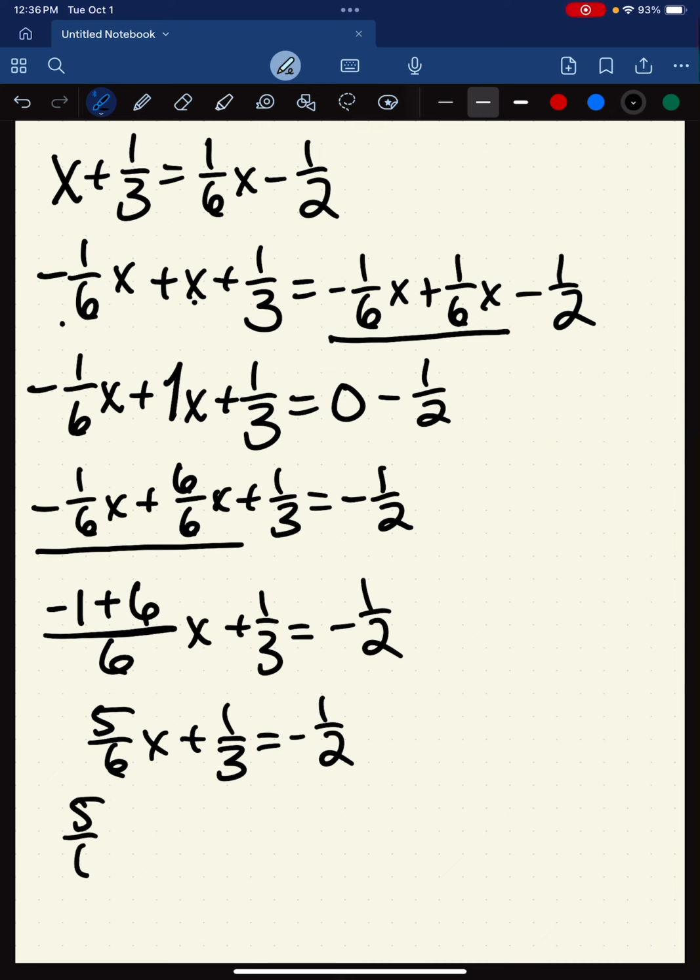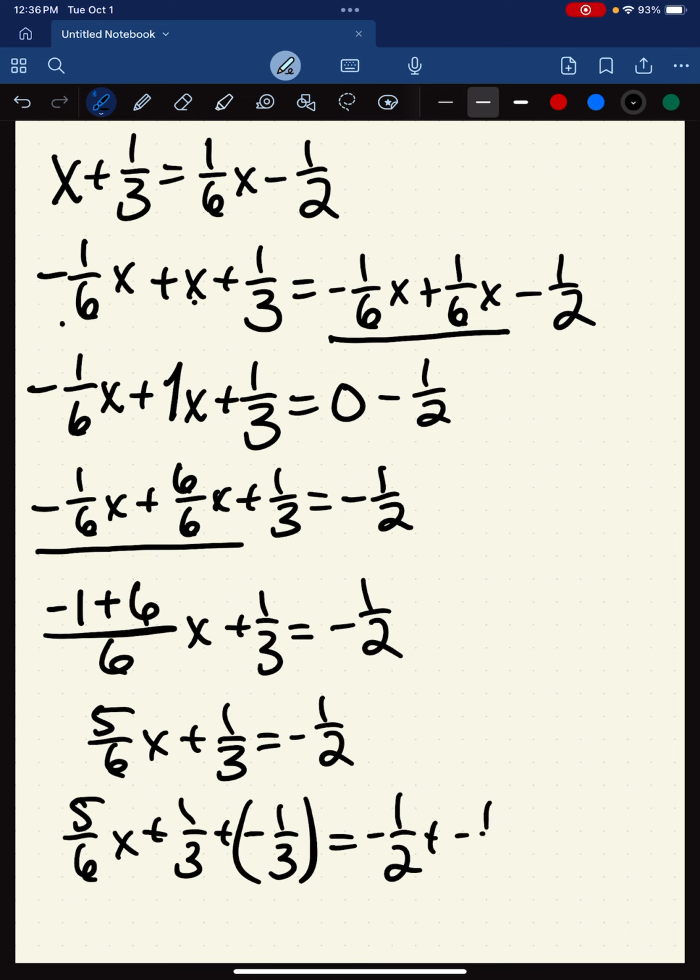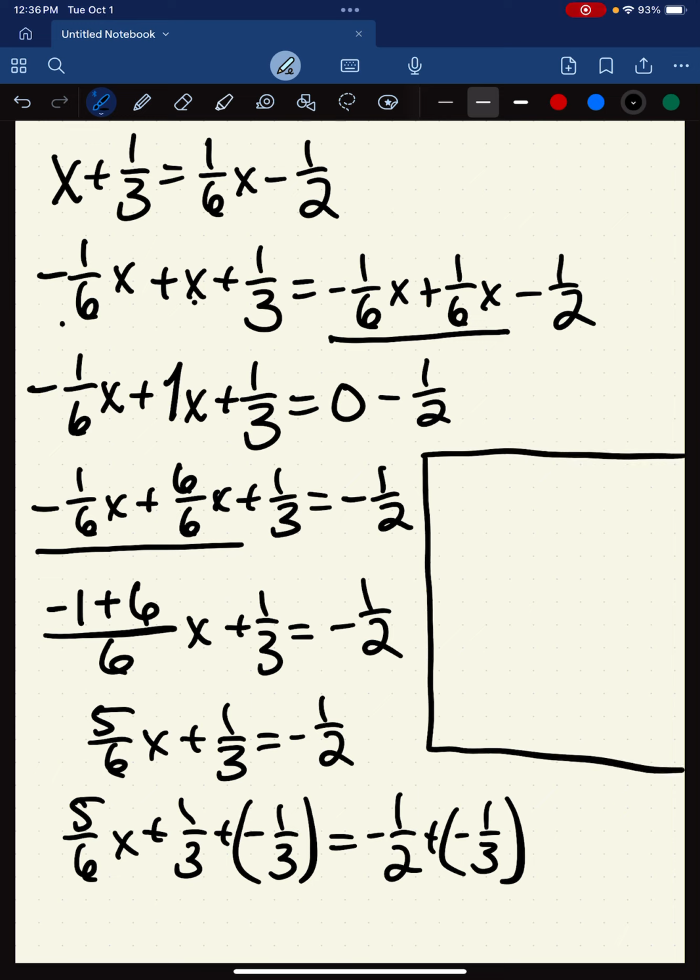So now if we take both sides and add negative 1/3 to both sides, then right here, this is going to resolve to the identity, which is 0. So we get 5/6 x plus 0 is equal to, now we need to find equivalent fractions for these.